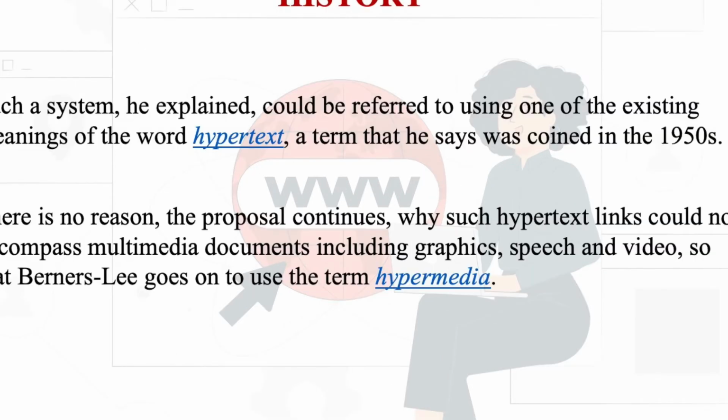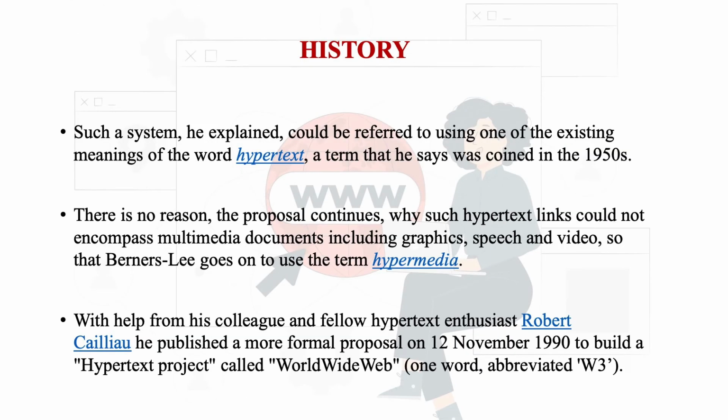There is no reason, the proposal continues, why such hypertext links could not encompass multimedia documents including graphics, speech and video, so that Berners-Lee goes on to use the term hypermedia. With help from his colleague and fellow hypertext enthusiast Robert Cailliau, he published a more formal proposal on 12 November 1990 to build a hypertext project called World Wide Web.